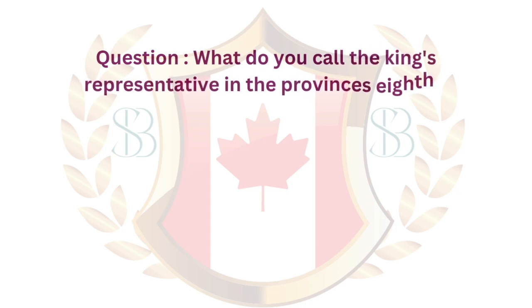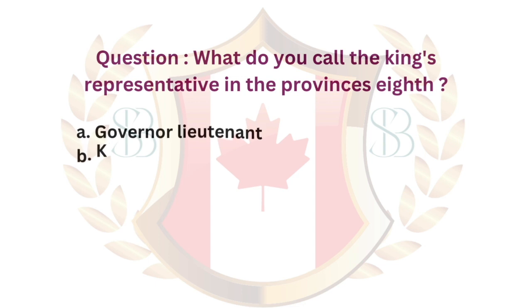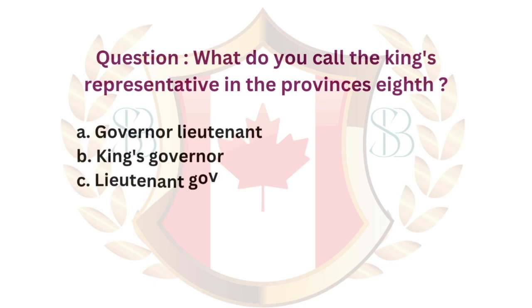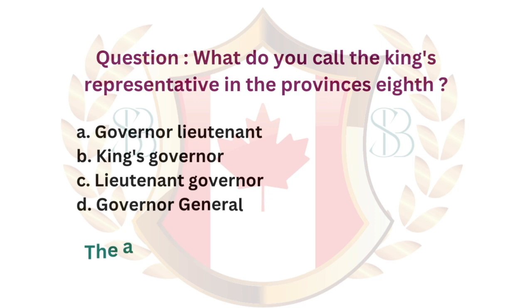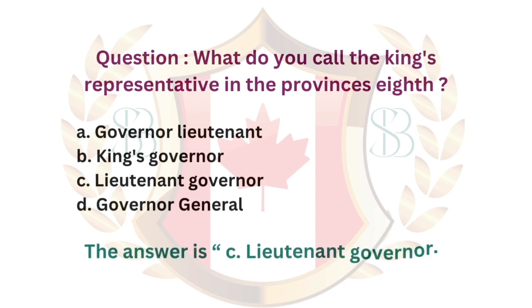Question. What do you call the King's representative in the province? A. Governor Lieutenant. B. King's Governor. C. Lieutenant Governor. D. Governor General. The answer is C. Lieutenant Governor.